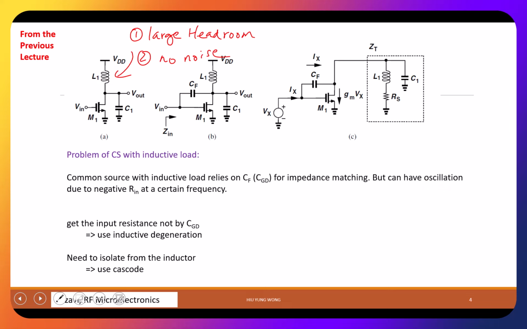So the goal here is twofold. One is to use inductive degeneration, which means we're going to put an inductor between the source and the ground, instead of relying on CGD. This CF is the CGD, okay? And then later we'll show that we use the cascode. Here is only one single transistor. We're going to have a cascode to isolate the effect of the inductor, okay?